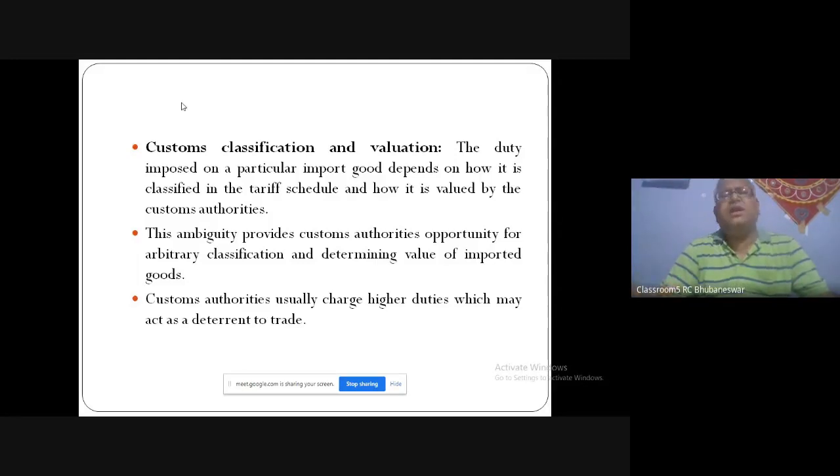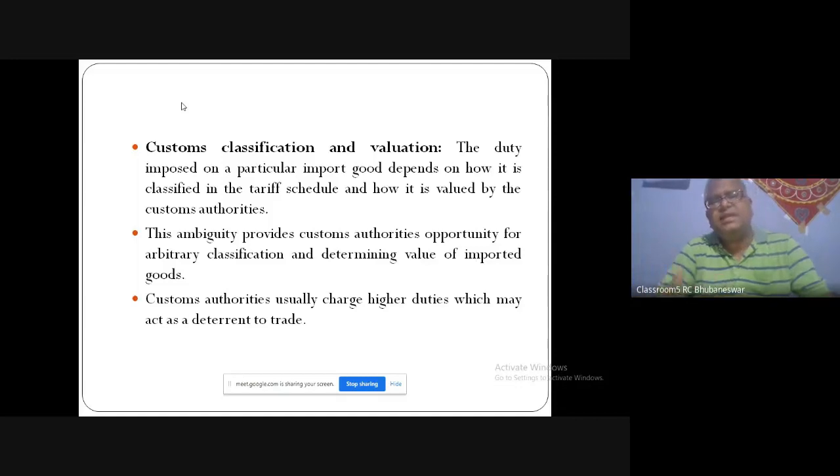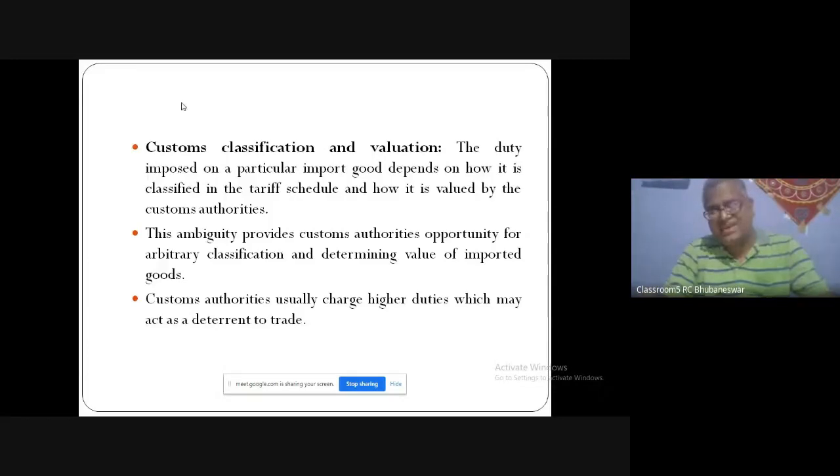Another is a point I have to present in my PPT. There is some ambiguity. What type of ambiguity? It means there is an arbitrary classification. The arbitrary classification means the value of goods on which customs duty is charged is something different in one product and different in another product. That type of ambiguity, that arbitrary classification, is also a negative point of customs duty classification.